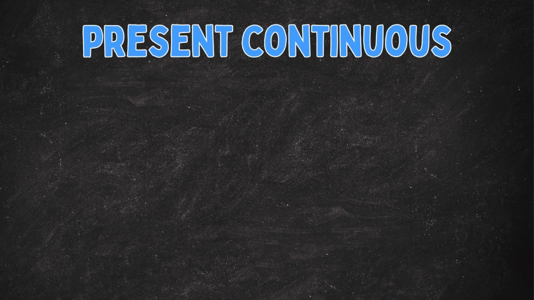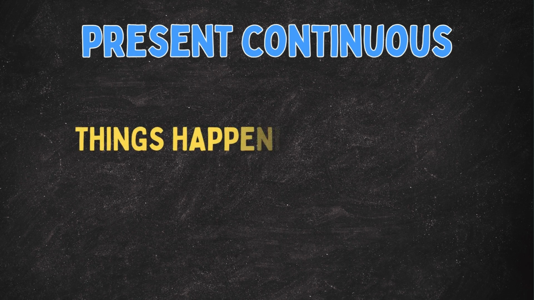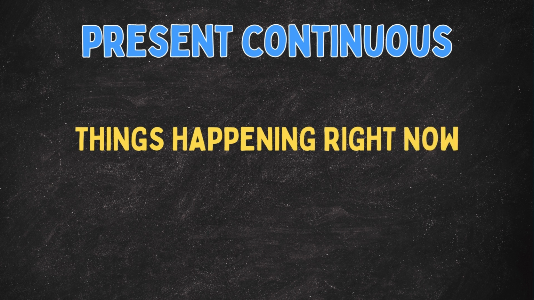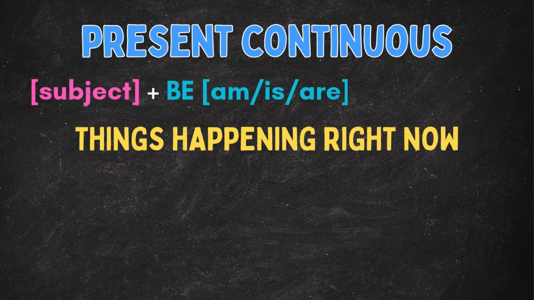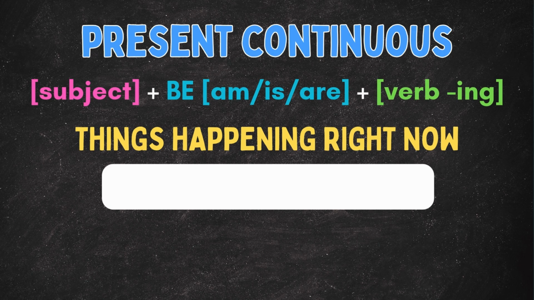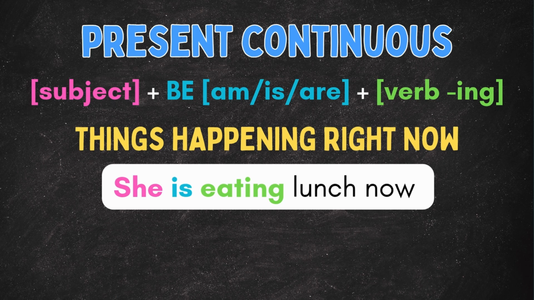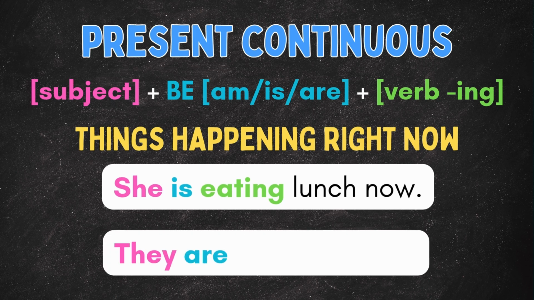Present continuous. We use the present continuous for things happening right now. The sentence structure consists of subject plus the verb be plus verb with ing. For example, she is eating lunch now. They are drinking juice.